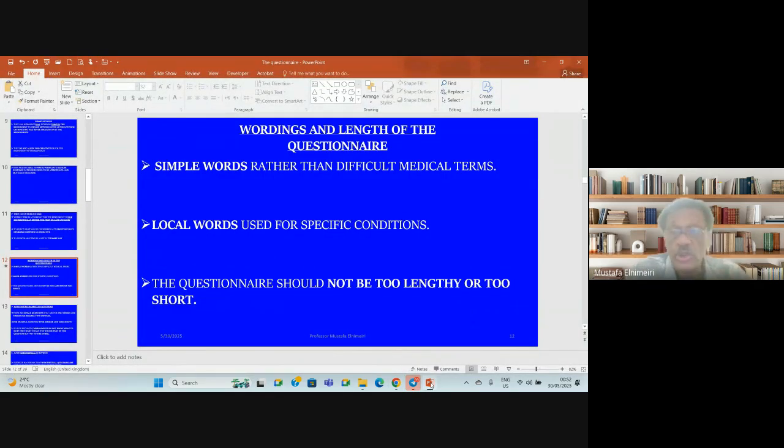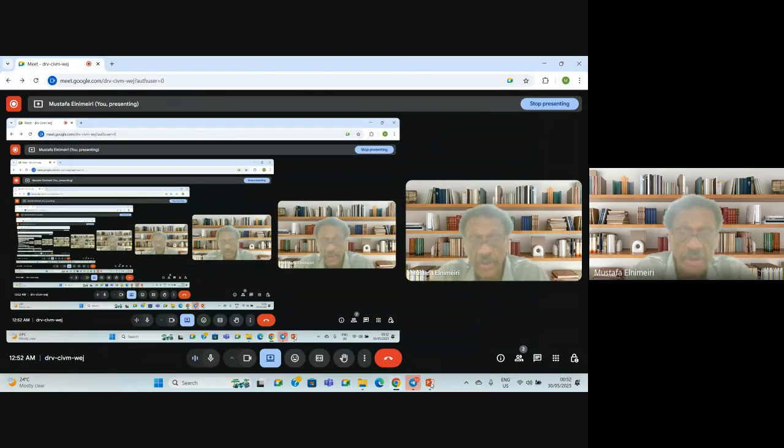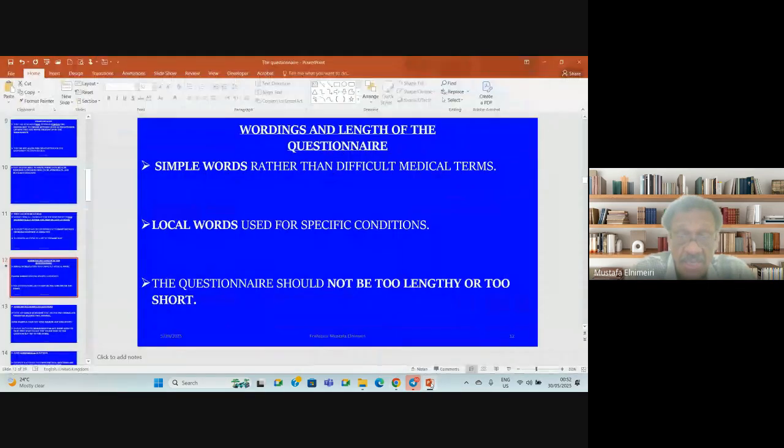The questionnaire should not be too lengthy and not too short. If it is too lengthy, then it will be time consuming, the respondent may give up answering all the questions and become frustrated from the lengthy questionnaire. Also, if it is too short, then the generated information will be deficient and you cannot obtain the desired information you would like to generate.